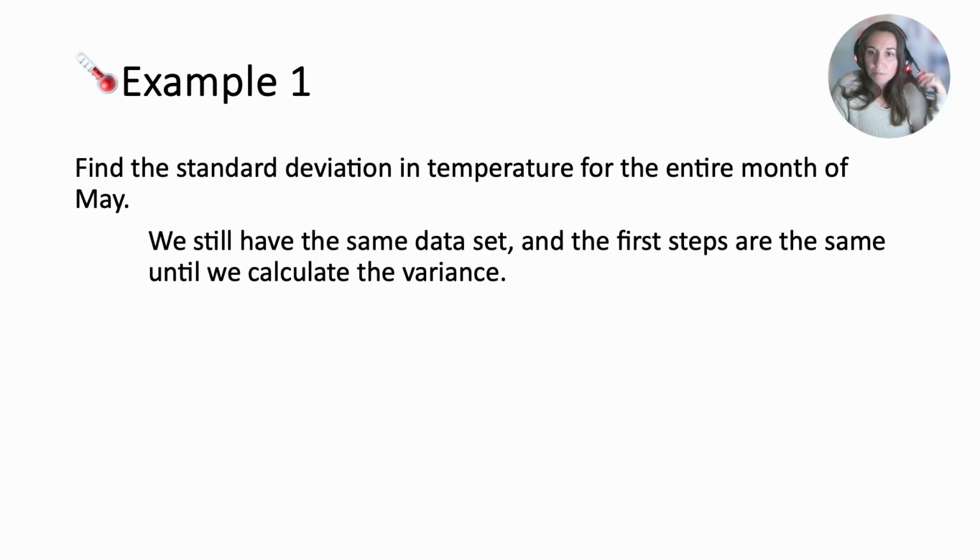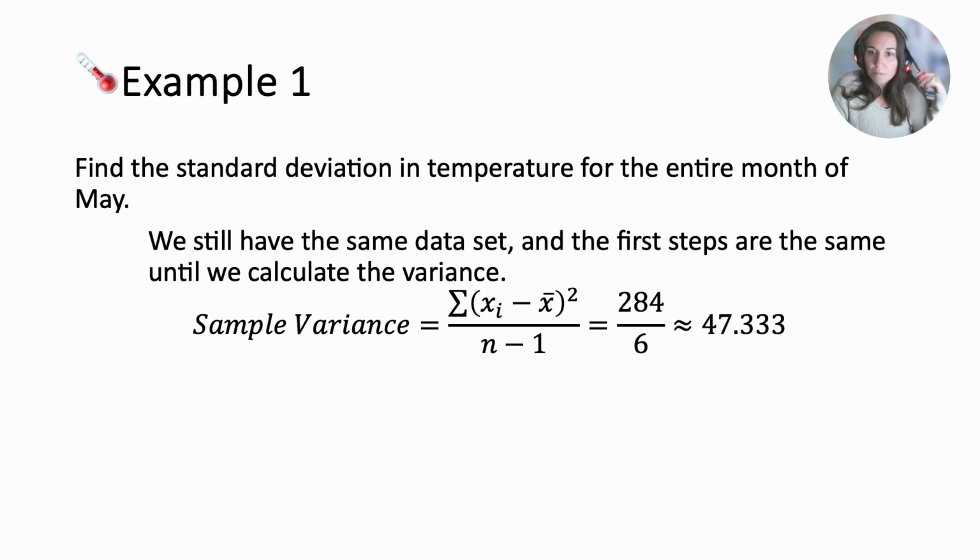So the first steps are the same until we calculate that variance. We're still going to compute the deviations, square and average them. We're still computing these deviations right here, squaring them, adding them up. But now instead of dividing by 7, it's no longer a population, so we have to divide by those degrees of freedom. We need to make up for that bias of this being a sample now. So instead of dividing by 7, we're going to divide by 7 minus 1, which is 6.